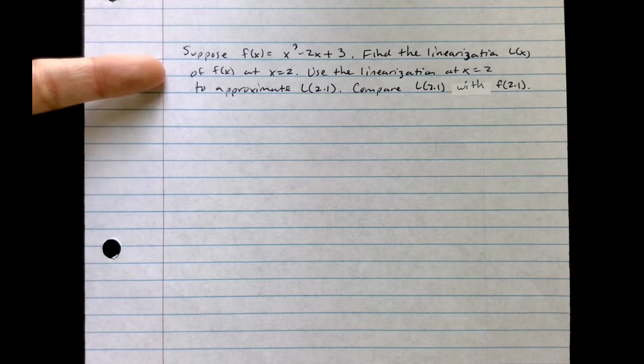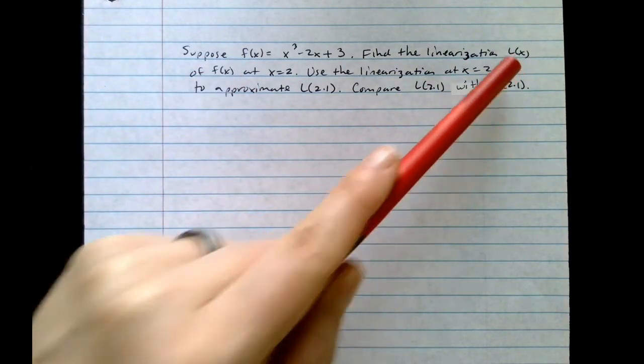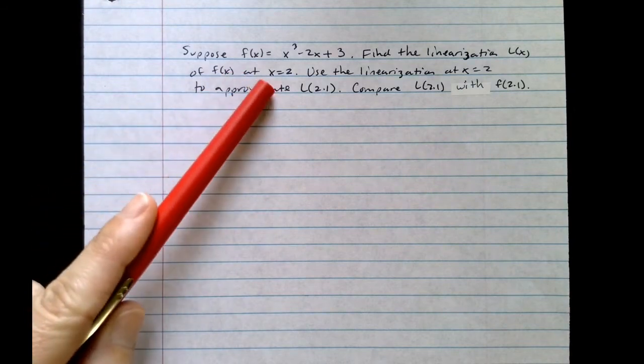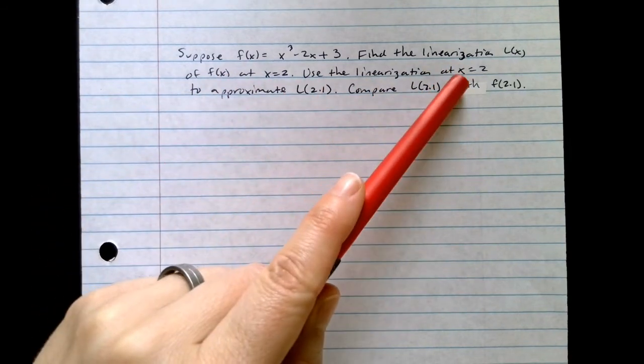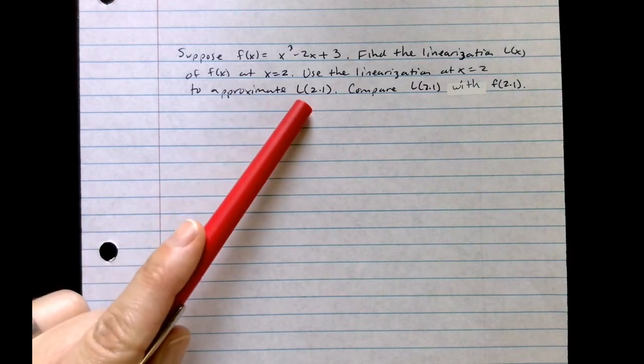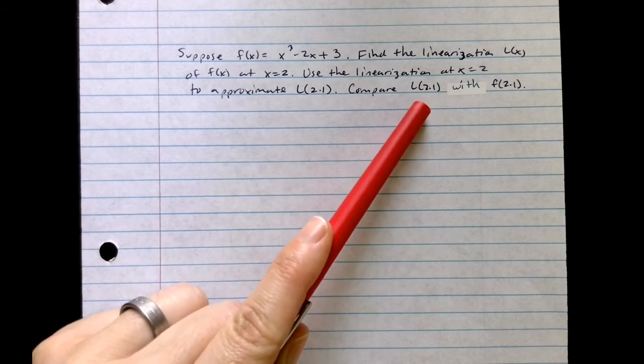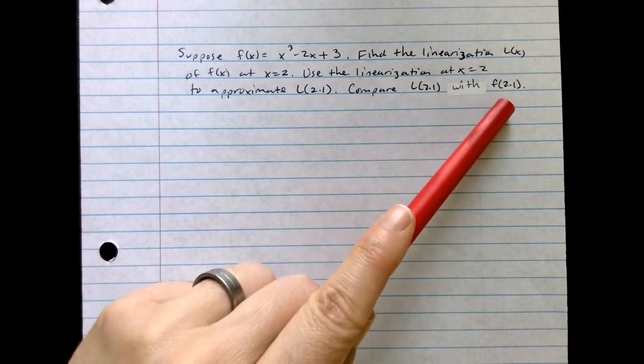Here's our first example of how we can create a linearization of a given curve at a specific point and use it to approximate. So here's our question. Suppose f of x is this polynomial. Find the linearization, they're calling it L of x, of f at x equals 2. Use the linearization at this point, x equals 2, to approximate the function at 2.1. And then compare your linearization of 2.1 with the actual function evaluated there.